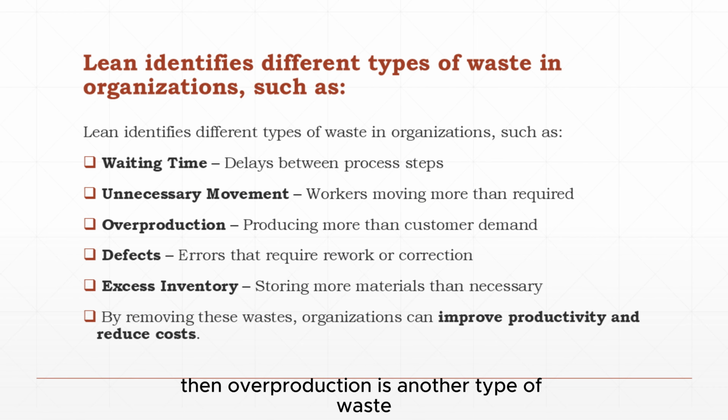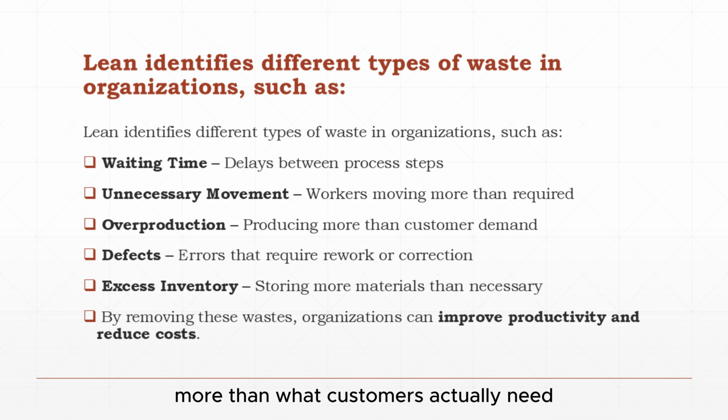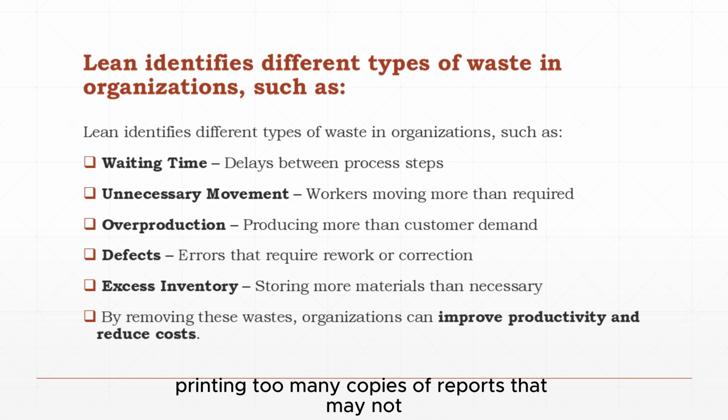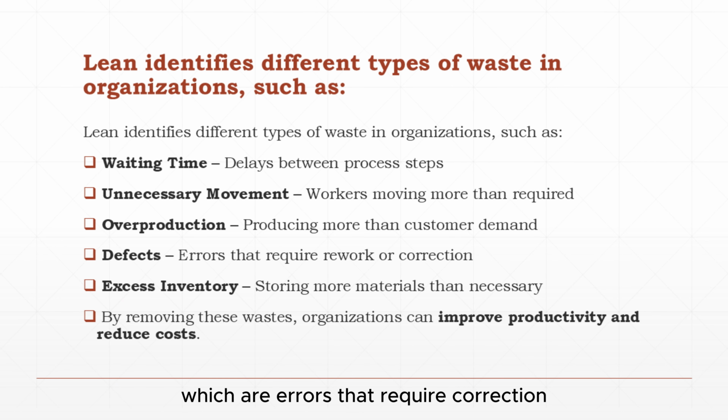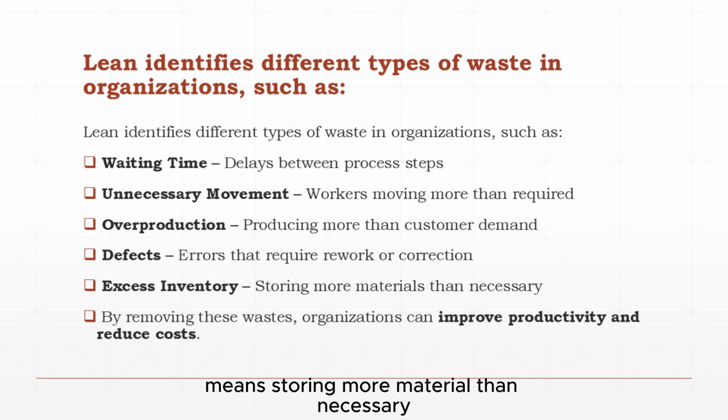Then overproduction is another type of waste. This means producing more than what customers actually need. For example, printing too many copies of reports that may not even be used. There can also be defects, which are errors that require correction. For instance, mistakes in student records that must be re-entered. Finally, excessive inventory means storing more material than necessary, such as keeping too many unused office supplies. By removing these types of waste, organizations can improve productivity and reduce costs.